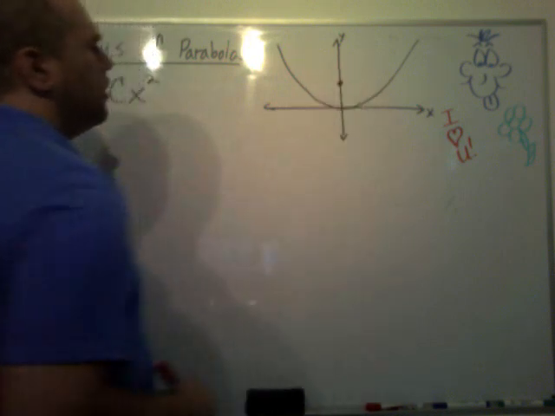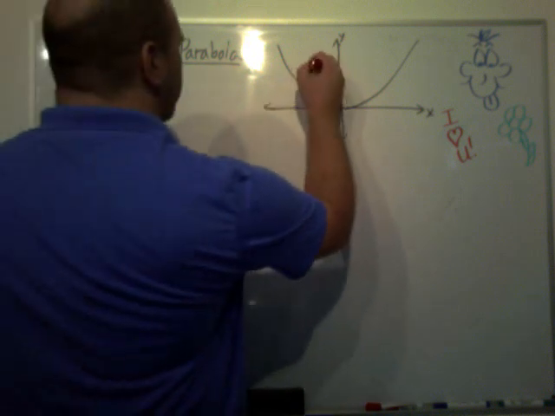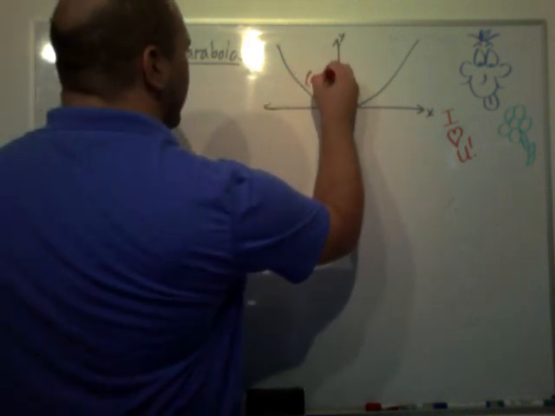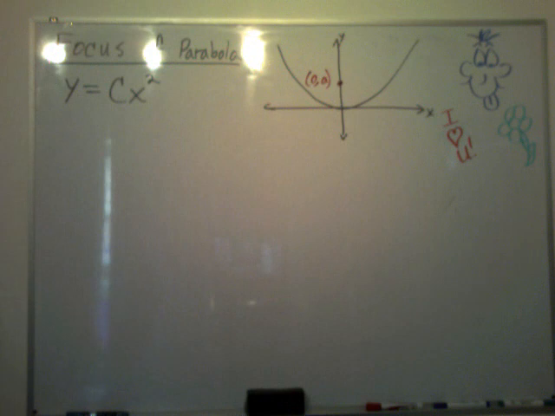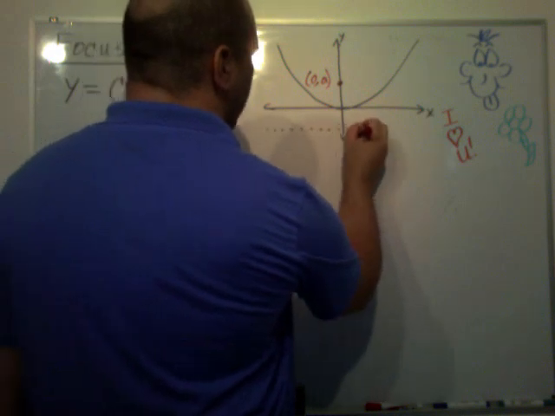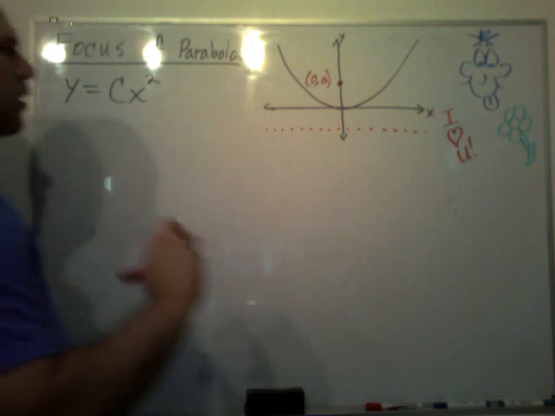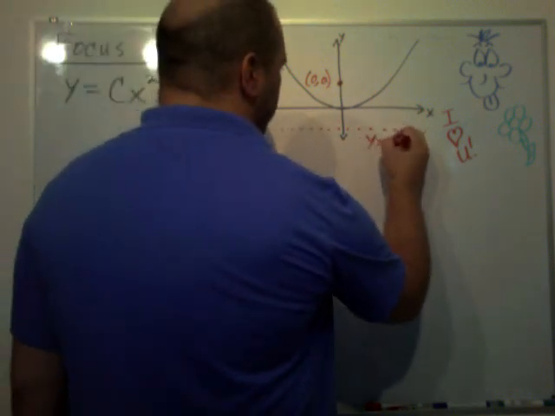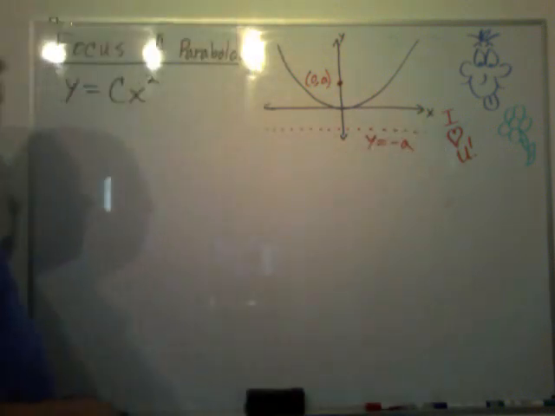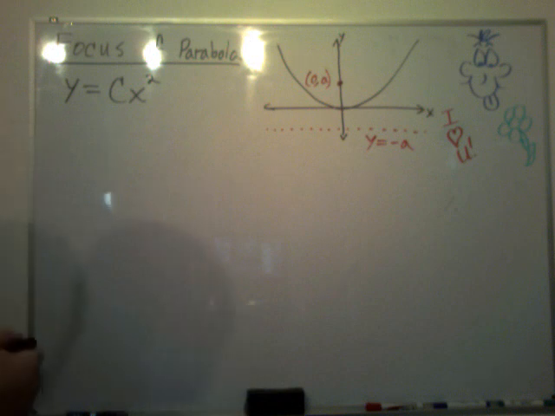And there is a point above the vertex called the focus, and we're going to label that point (0, a). Right? And we call that the focus. And that focus has associated with it a line underneath the parabola called the directrix. And I'm going to label that directrix y equals negative a, and you'll see why I'm thinking negative a in just a second.